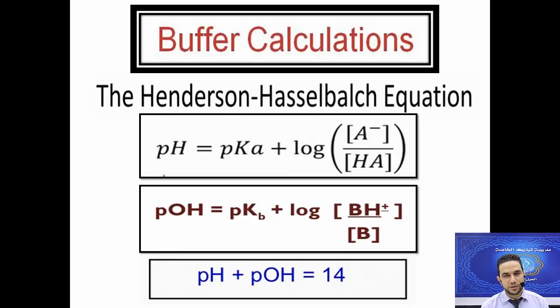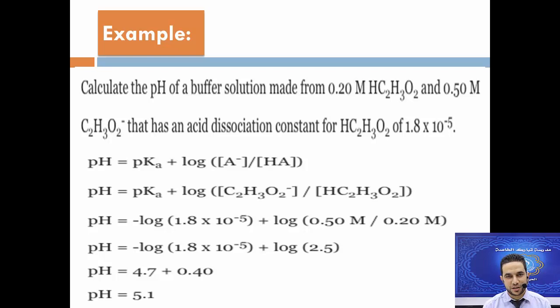Let's see this example. We want to calculate the pH of a buffer solution made of 0.2 C2H3O2H and 0.5 of C2H3O2 negative, this is the salt, and we give you Ka. But we said the rule: pH equals pKa plus log the salt, or the negative part, divided by the acid. But we don't have pKa, we have what? The acid dissociation constant, Ka. So I can find pKa, the first point. It's very easy, negative log Ka.